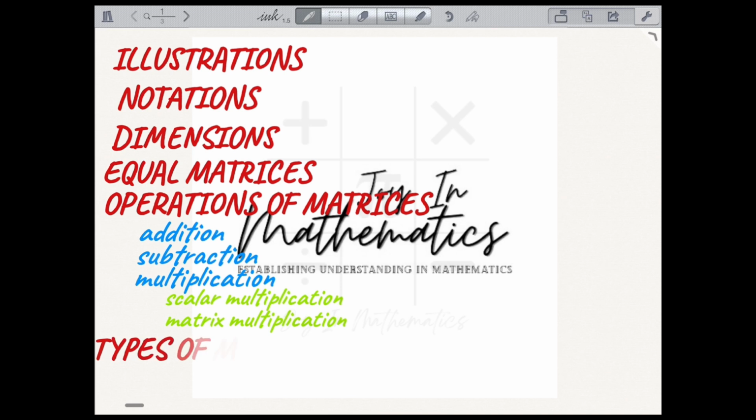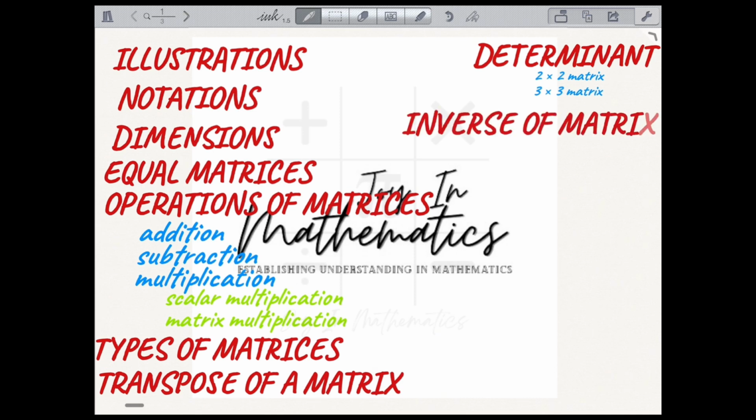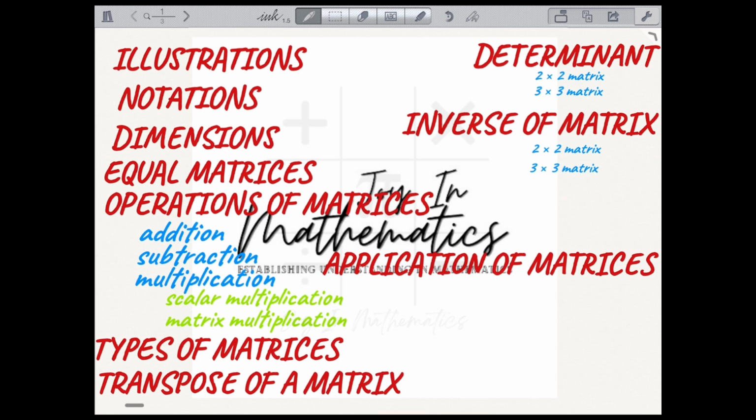We'll look at the types of matrix. We'll look at the transpose of a matrix. We'll also look at the determinant, of both square matrices, that's 2 by 2 and also 3 by 3. And we'll also take a look at the inverse of a matrix, of both 2 by 2 and 3 by 3 matrices. And we'll look at the application of matrices. The application here involves linear equations and maybe 3D transformations. Okay, and we'll take other applications as time will permit us.